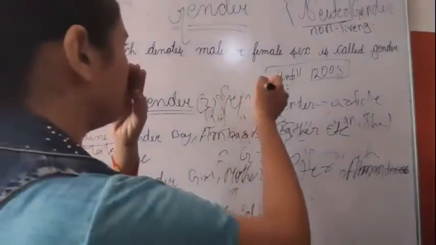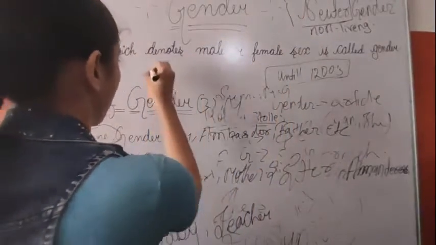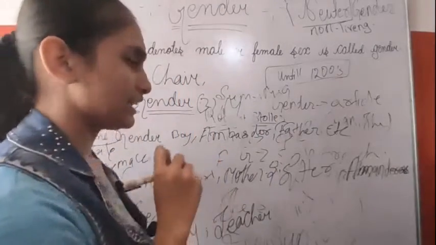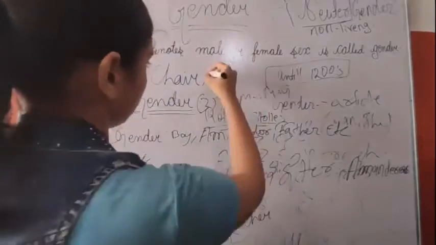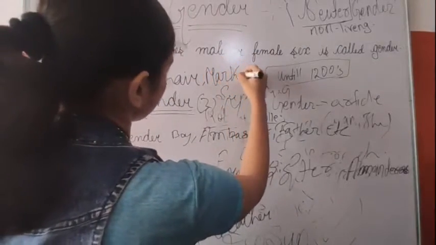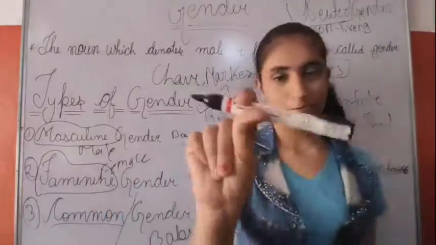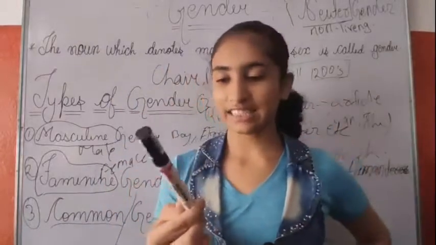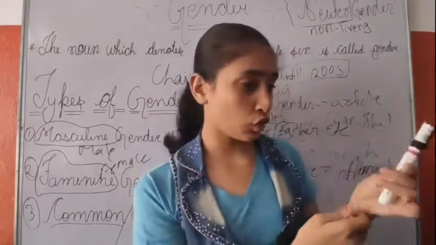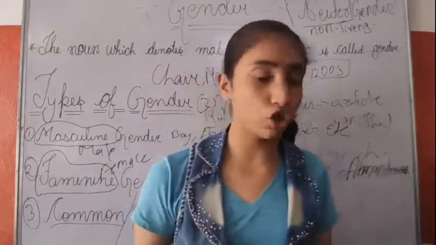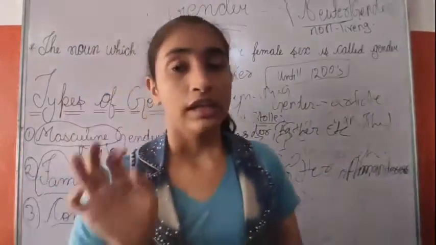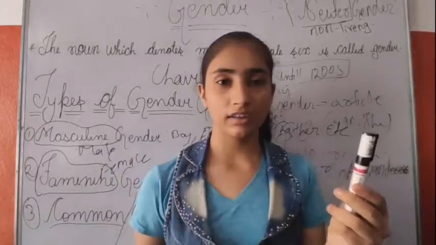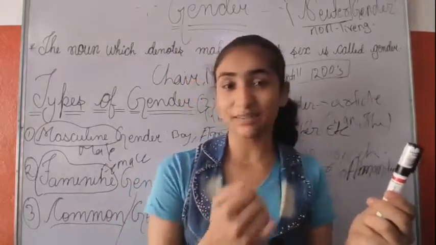Okay, so now neuter. Let's take one example, chair. And let's take one more example, the marker. Let's understand the neuter gender with the help of this marker. When I say, can this marker talk to me? No, this marker cannot talk to me. Can this marker breathe? No, it cannot breathe. So I cannot say he is a marker, or I cannot say she is a marker.